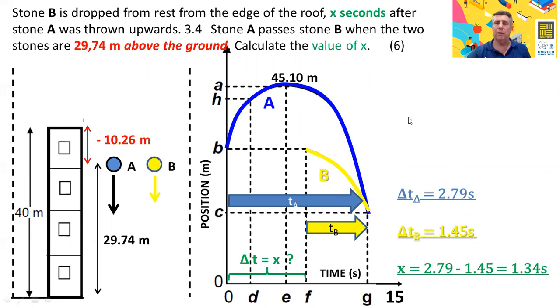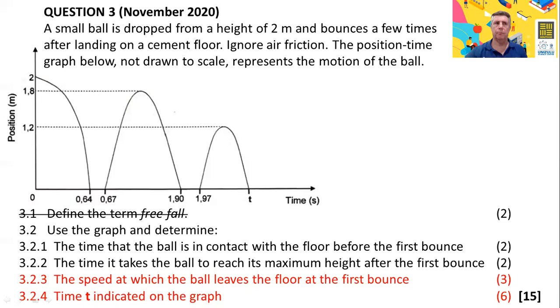Now, I think you'll agree that was quite a lot of work for 6 marks, quite a lot more than in 2018. But I hope you understood the methodology and how one does this very carefully by calculating each time separately and then by calculating the difference between those two times.